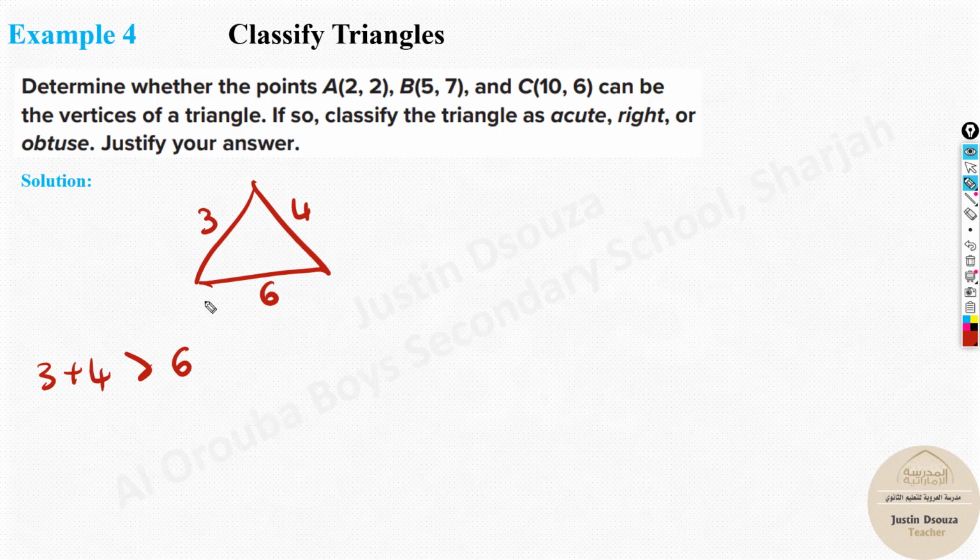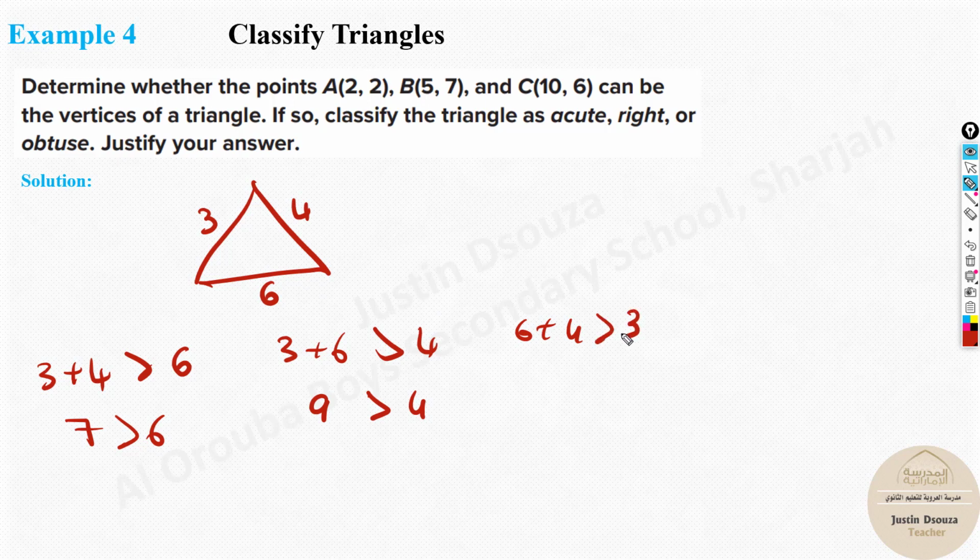Otherwise it can't be a triangle. Now you realize this is 7, greater than 6. Now let me add the other two sides. This 3 plus 6. Is that greater than 4? Yes, sorry, 9 is greater than 4. And lastly, we have 6 and 4. Yeah, all is correct. Sometimes the mind just switches off at times.